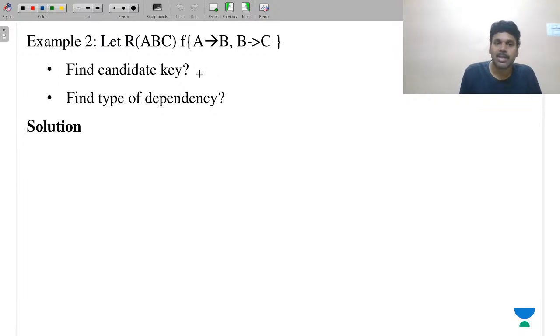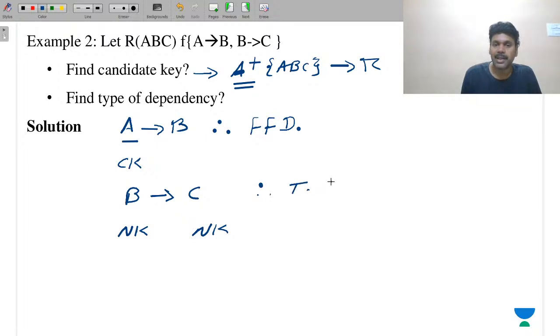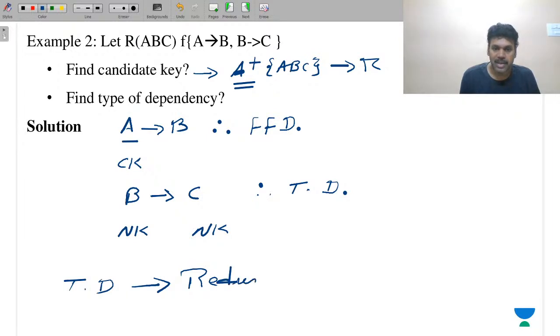So another example. So what is a candidate key? By finding A closure, I will get ABC, which implies R. So your candidate key is A in this. What is the type of dependency? A implies B. As A is a candidate key, this is a fully functional dependency. What is the next one? B implies C. As B is a non-key and C is a non-key, therefore it is a transitive dependency. So what is the problem with transitive dependency? I say the problem with transitive dependency is that it leads to redundancy, very similar to partial functional dependency. So how it is generating redundancy we will check in the next example.